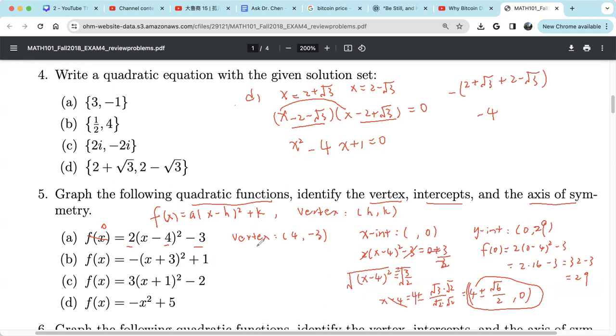For the axis of symmetry, once we have the vertex, the x value is the axis of symmetry. So we write the axis of symmetry as x equals 4. Now let's try the graph.